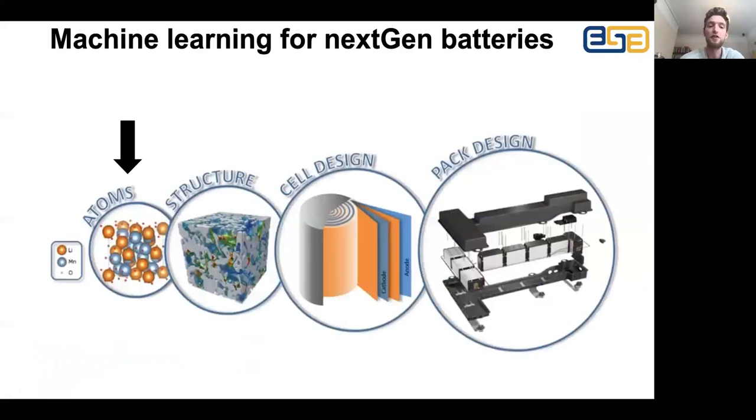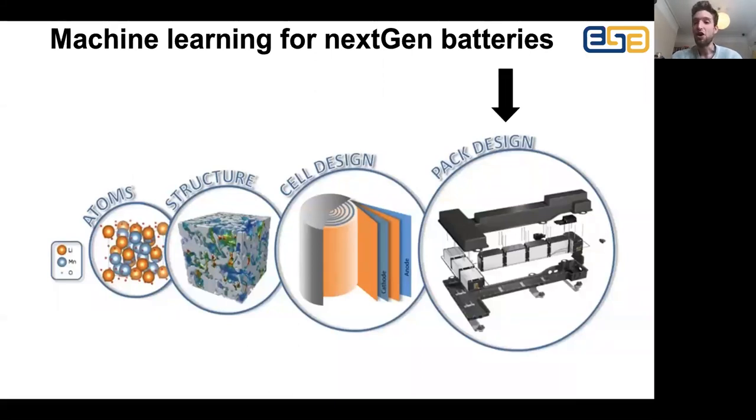So if we start off at the atomic scale, there's a lot of materials discovery work going on, looking at how we can try and predict and identify good potential new cathode and anode materials. And a lot of that is done through trying to predict electronic structure, electrical properties and chemical properties to try and identify these new materials.